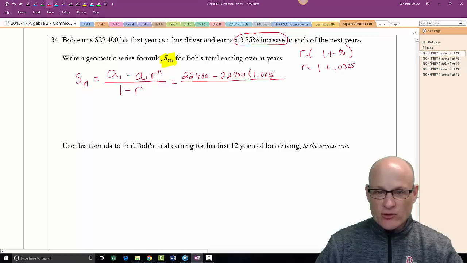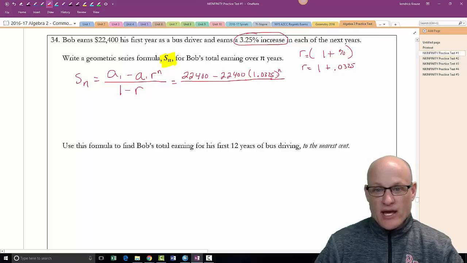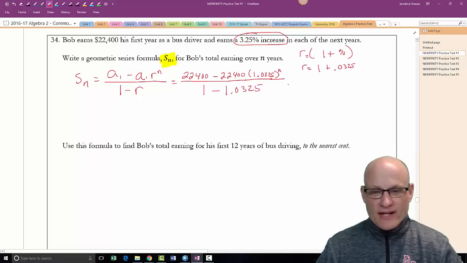1.0325, because it's an increase. If it was a decrease, I'd use minus that. To the n all over 1 minus 1.0325. So that's part A, plugging in numbers into a formula. That's why I'm not a big fan of it. I don't care about this formula.